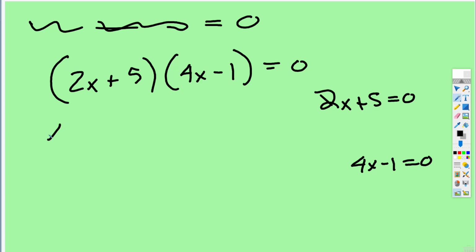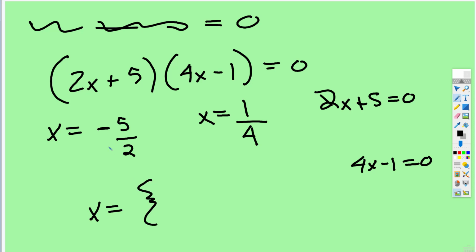Or you could still write x is equal, and then do the inverse. What is the opposite of positive 5? Negative 5. What is the inverse of multiplying 2? Dividing 2. And over here, the additive inverse of negative 1 is positive 1. The multiplicative inverse is division, so divide 4. So x is equal, negative is always smaller than a positive, so negative 5 halves, comma, 1/4. All right, that's it for this one.